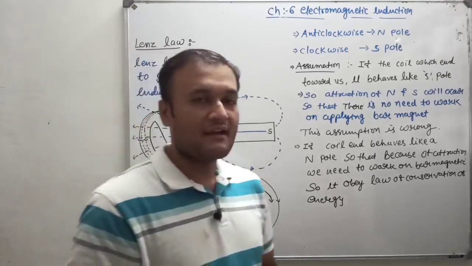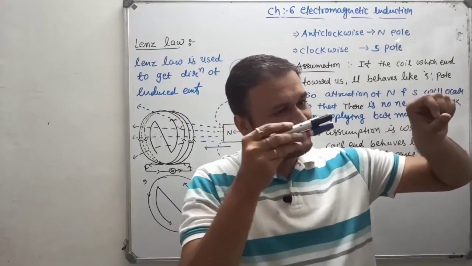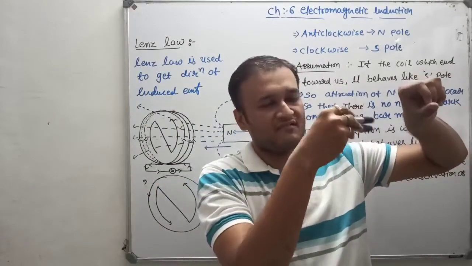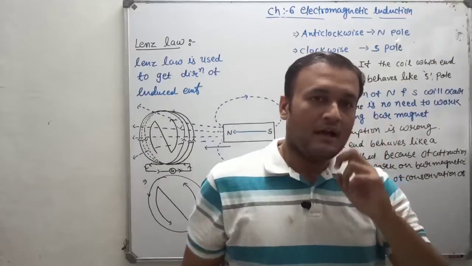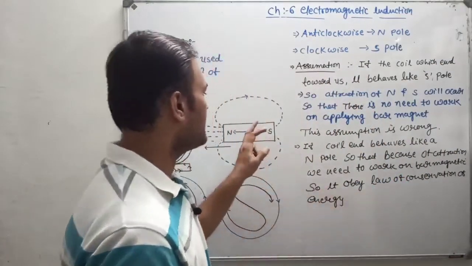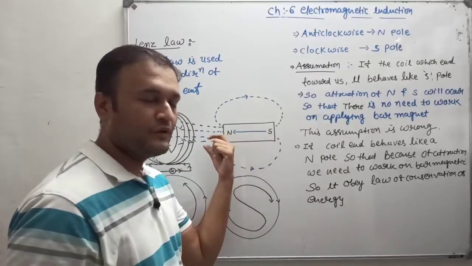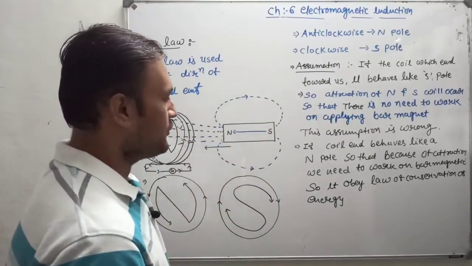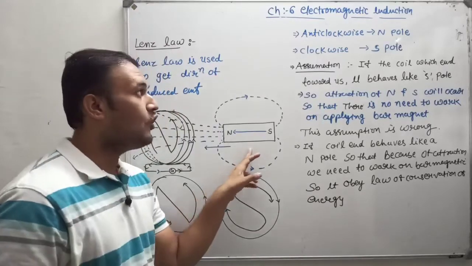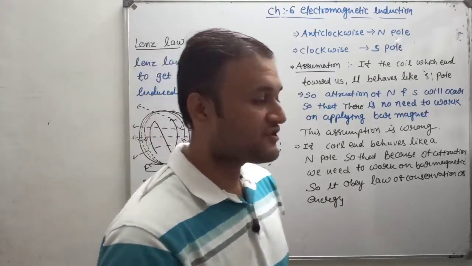એટલે આ વસ્તુનું ધ્યાન રાખવાનું છે. કોઇલ છે, નજીક લાવો, this is the N pole, it behaves like N pole. દૂર લઈ જાઓ, it behaves like S pole. But we need to do some work on this bar magnet to pull them. Okay, to push them. Okay, so the law of Lenz is just like that.